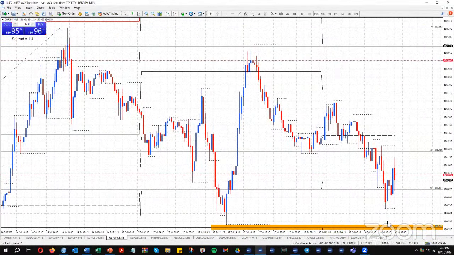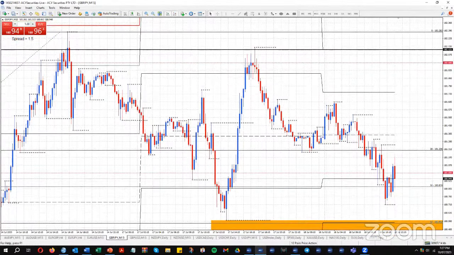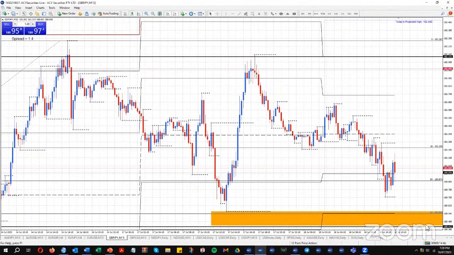All right, so what's the area down there? Yesterday's low, 62% level, and 180.41 monthly support. Okay.